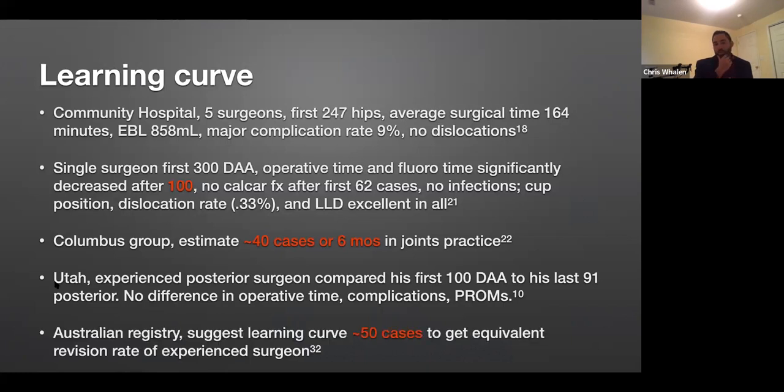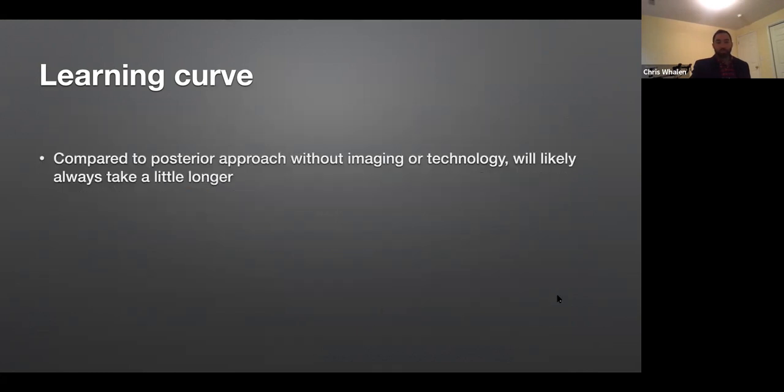The Australian registry actually looked at learning curve based on revision rate, as Jeremy pointed out. Once you get to about 50 cases, you're pretty close. And then as Jeremy showed, at 100 cases you kind of plateau out. So that learning curve is probably somewhere in the 50 to 100.